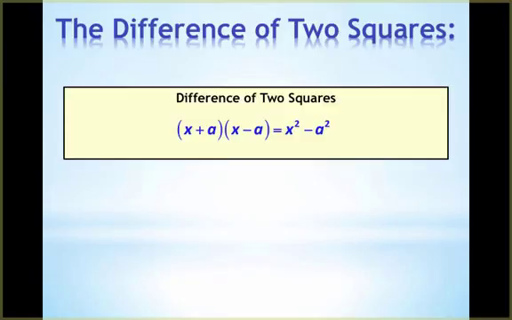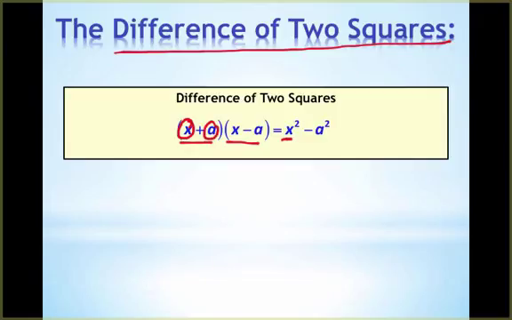So let's talk about what we mean by the difference of two squares. Well, the difference of two squares is actually the answer to a multiplication problem that looks like the form x plus a times x minus a. So if you have the two terms exactly the same, but the signs between them are opposites, then what happens when you multiply those together is you're just going to get the first term in the binomial squared minus the second term in the binomial squared.